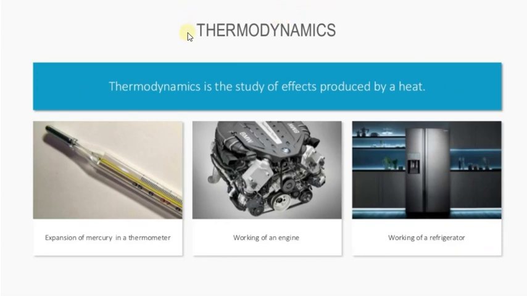Next, we can discuss thermodynamics. Thermo means heat, and thermodynamics is a study of the effect produced by heat. For example, mercury in a thermometer can expand. This expansion is due to the effect of heat. Due to this expansion, mercury can rise and we can record the temperature, the working of an engine, and the working of a refrigerator.